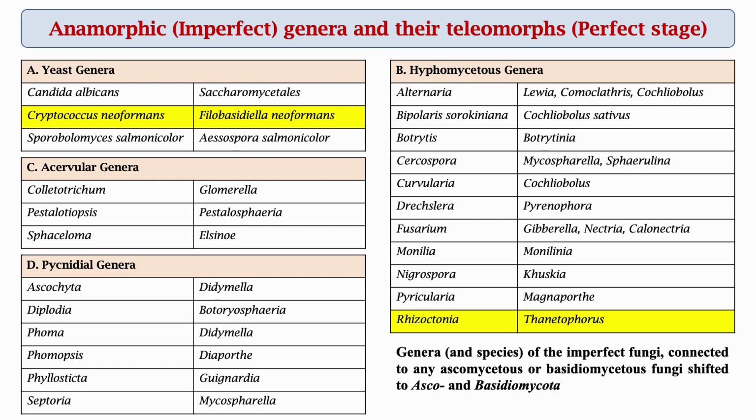And the genera as well as the species of the fungi imperfecti, these are connected to any Ascomycetes or the Basidiomycetes fungi, are shifted to Asco as well as Basidiomycota. So with this, I end up the information related to Mitosporic fungi.